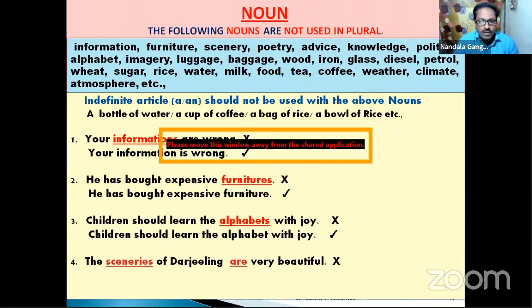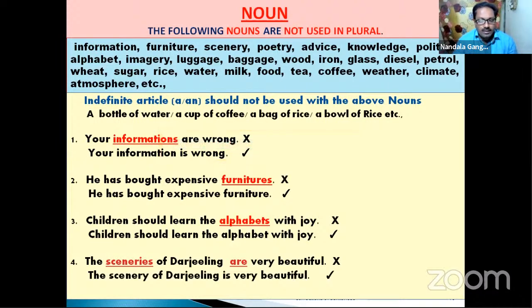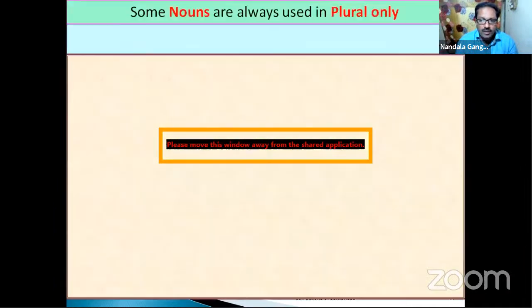The sceneries of Darjeeling are very beautiful. Here we have to correct it in two places: sceneries and are. The scenery of Darjeeling is very beautiful. Scenery is treated as singular, so we have to use the singular verb, that is, is. Why is? Because here it is in the present tense, so we have to use the present tense verb only.